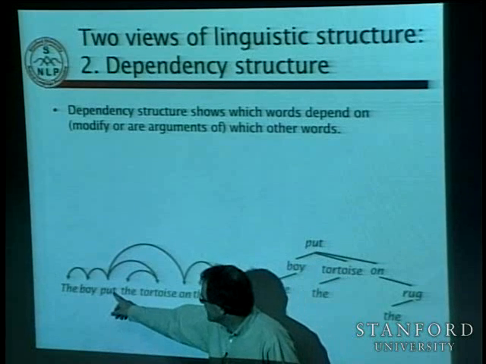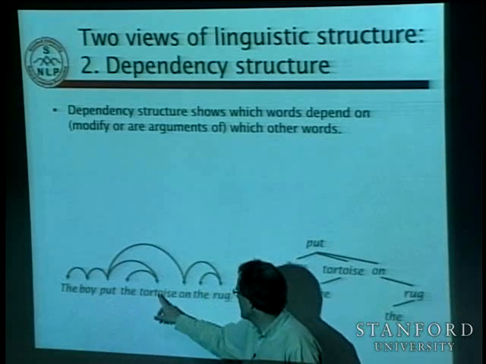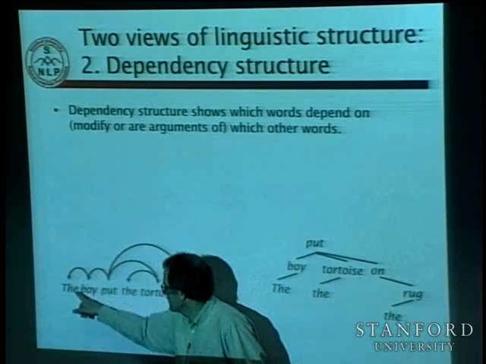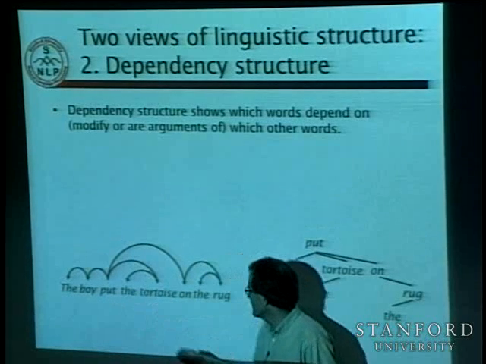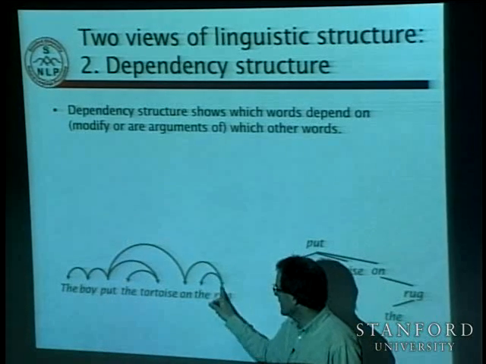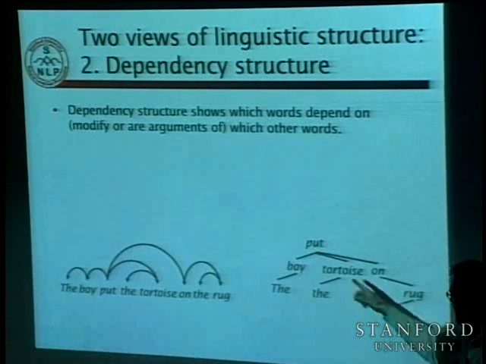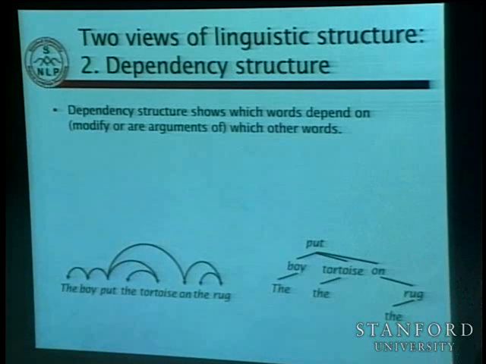So here put has 3 dependents: boy, tortoise, on. And so they're the 3 arguments of the putting event. Boy has a dependent of the, because it's the boy, as does tortoise. And then on has a dependent of rug, which has a dependent of the, which you can also represent like this. So put has its 3 dependents, and then they have their dependents under them. I just slanted these arrows to represent word order, but you don't really have to do that. Okay, so a dependency structure is directly showing these word modification relationships, but only indirectly showing constituency.